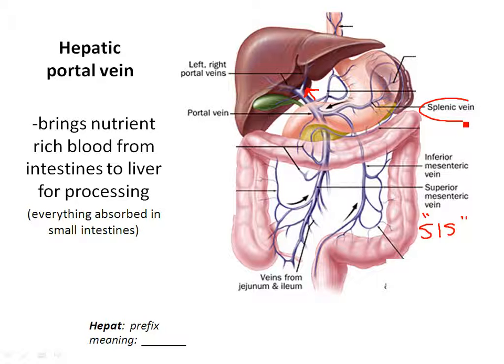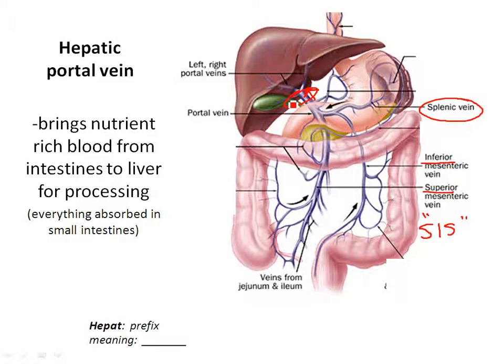The splenic vein is bringing venous blood from the spleen. Okay. The inferior and superior mesenteric veins are bringing venous blood from the intestines. They are bringing in all the nutrients that you just absorbed from your food, and they're taking it to the liver for processing. So everything will be shunted into this one main blood vessel.